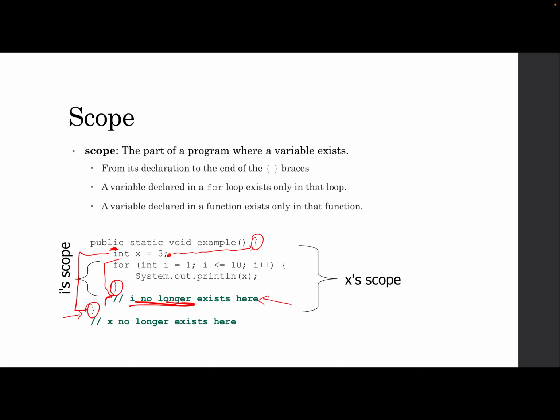So at a high level, think about your variables kind of living inside these little boxes. And that's often helpful when dealing with scope. Whenever you leave your box, that variable's gone, and you can no longer use that variable again.